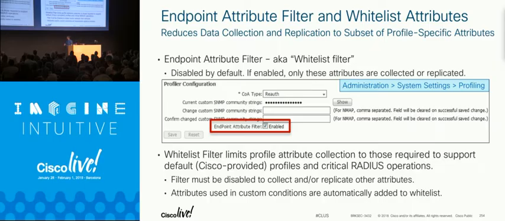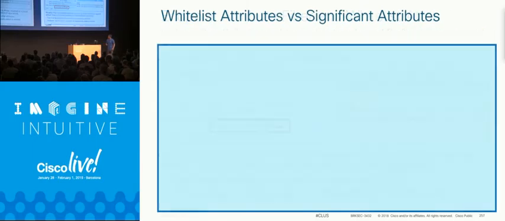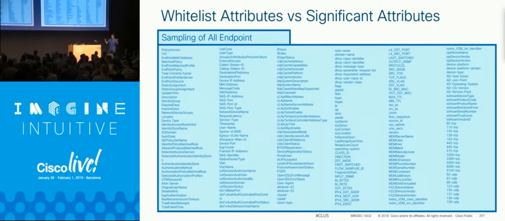Okay. Next thing I'll talk about is the attribute filter. So within ISE, we collect a lot of things from the device, tons and tons of information. So if I show you, for example, what do we collect, these are all the attributes we have for the endpoint, and it might be more, right?